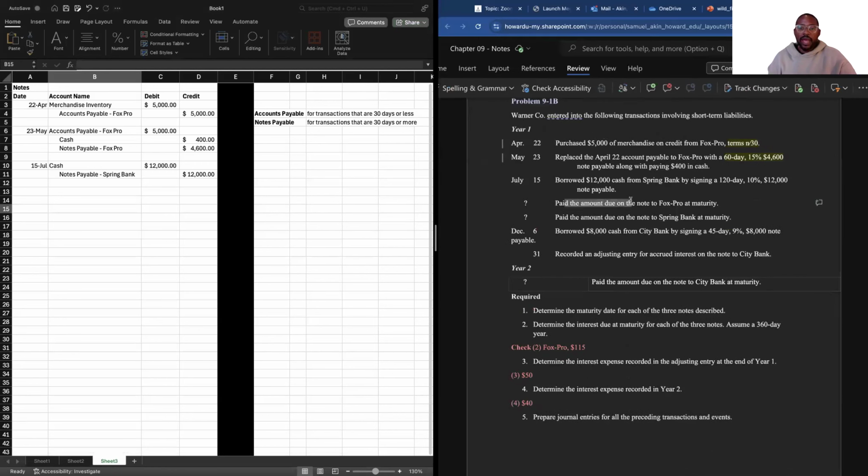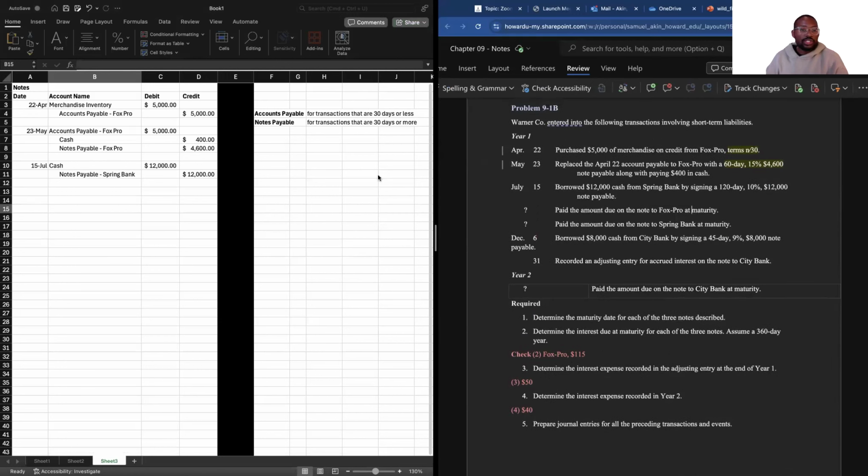So now we get to a journal entry where there's a question mark on the date. It says we paid the amount due on the note to Fox Pro at maturity. That term maturity is so critical. You want to write this word down, maturity.